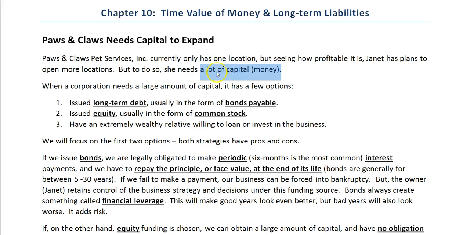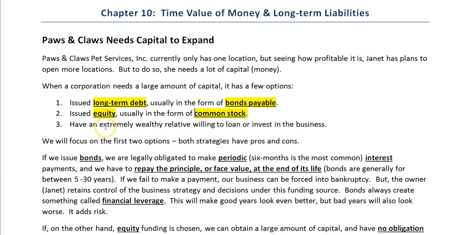So when a corporation needs large amounts of capital, it has a few options. We can issue long-term debt. The most common type we're going to spend a lot of time on is bonds payable. We'll also see later a notes payable, long-term portion of it. Or they can issue equity. And the most common type of equity that's issued is something called common stock.